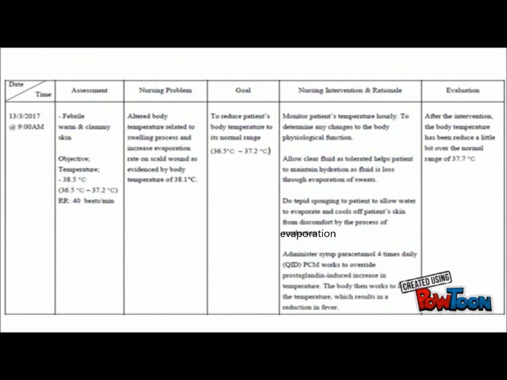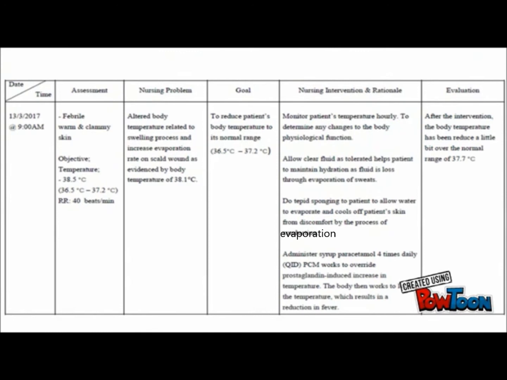In the second assessment, the patient is found to be febrile and has warm and clammy skin. His body temperature was 38.5, which is higher than the normal range of 36.5 to 37.2. His respiration rate reading was 40 breaths per minute. The nursing diagnosis for this patient is altered body temperature related to inflammatory process and increased evaporation rate on the scalp wound, as evidenced by body temperature of 38.5 Celsius. The goal is to reduce the patient's body temperature to its normal range.